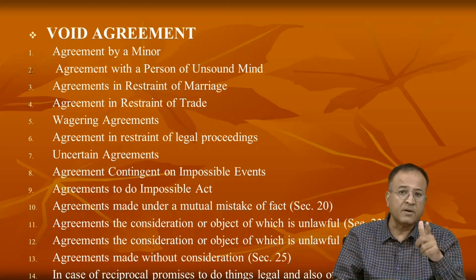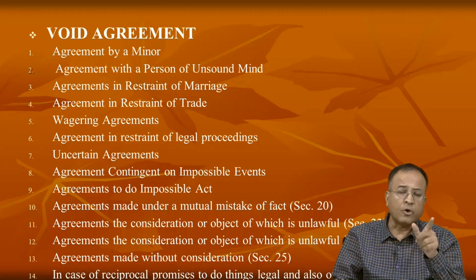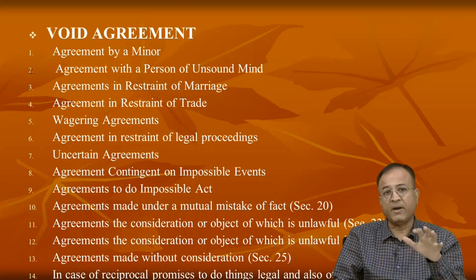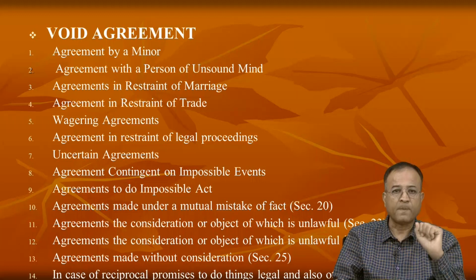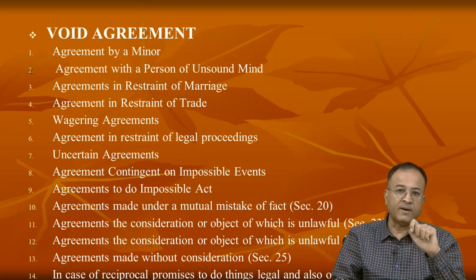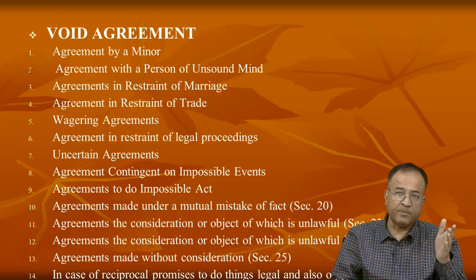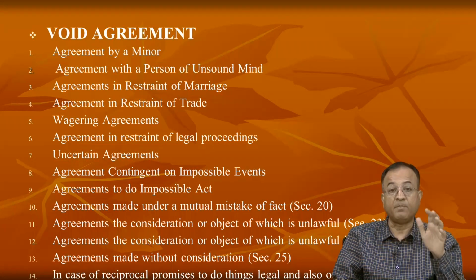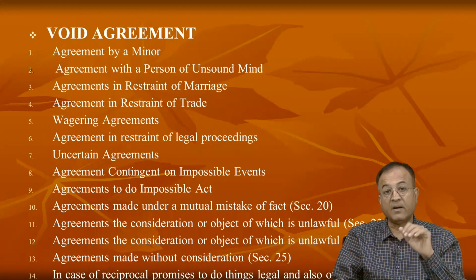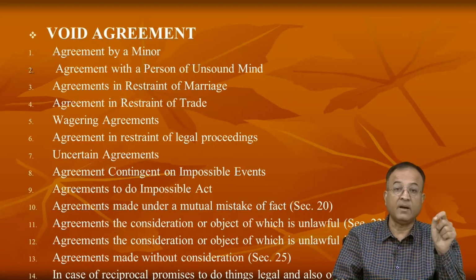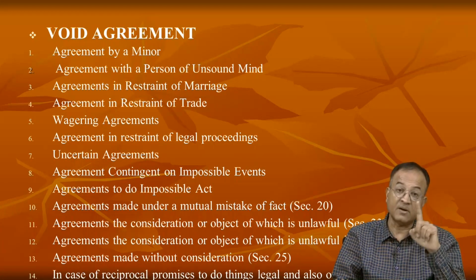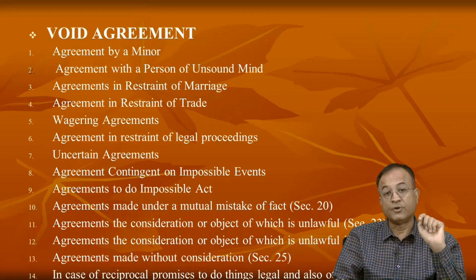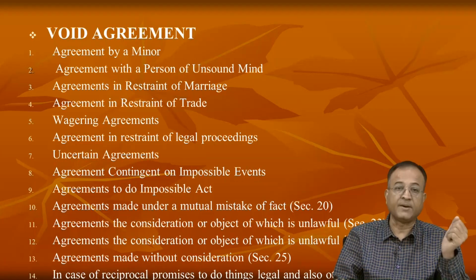Contingent agreements to do or not to do anything if an impossible event occurs are void, whether the event's impossibility is known or not by the parties to the agreement at the time it is made. Section 36.